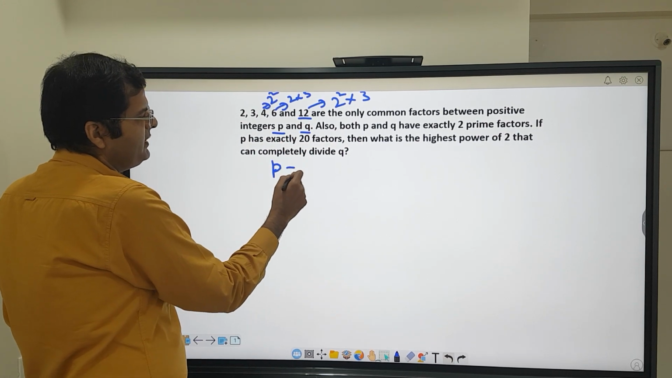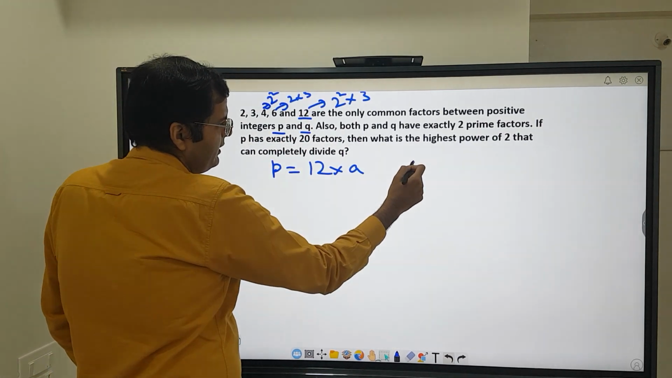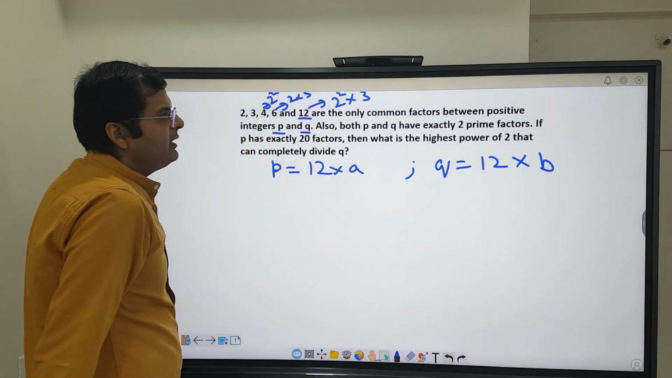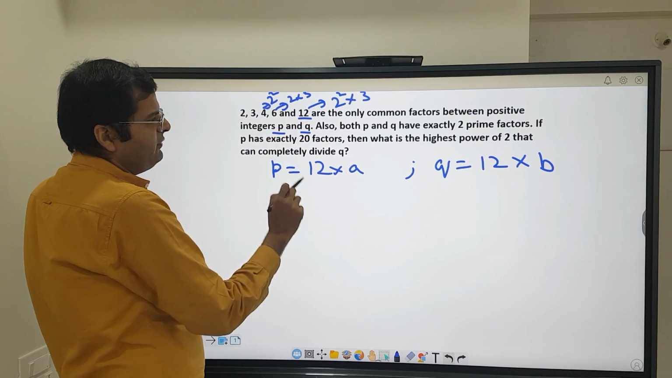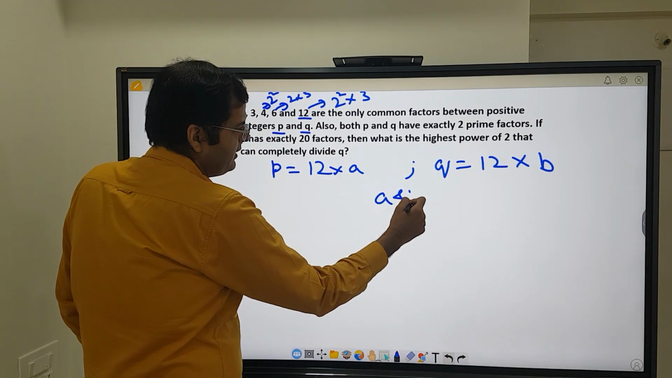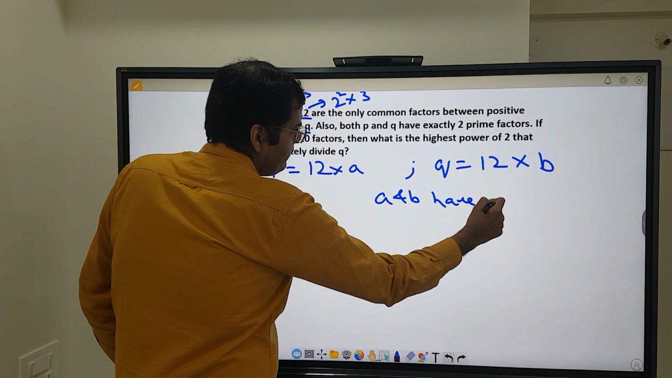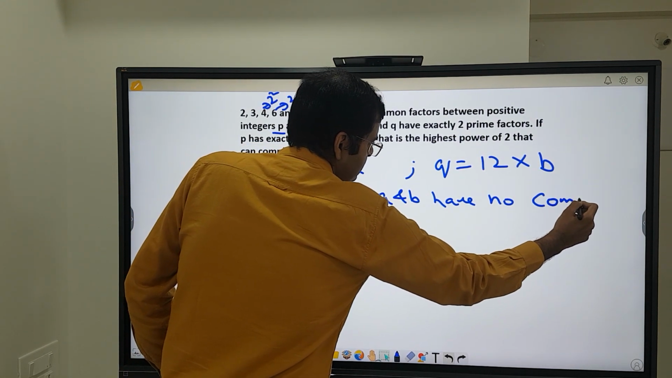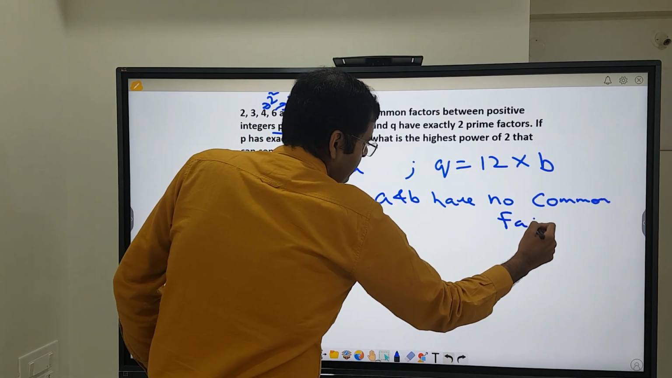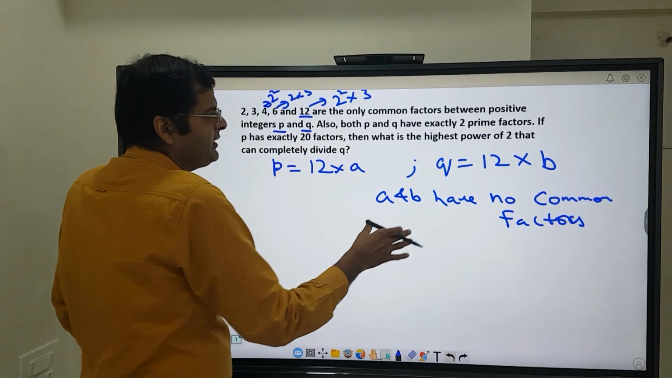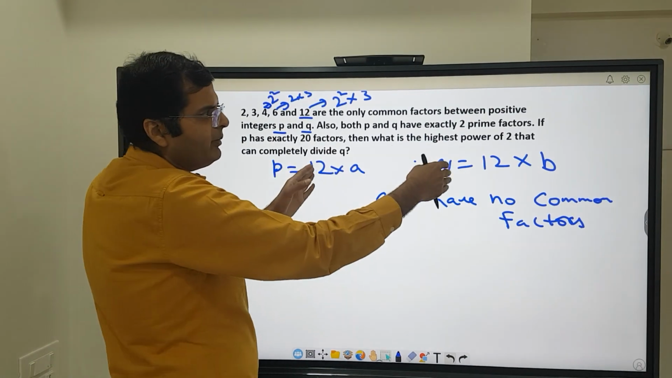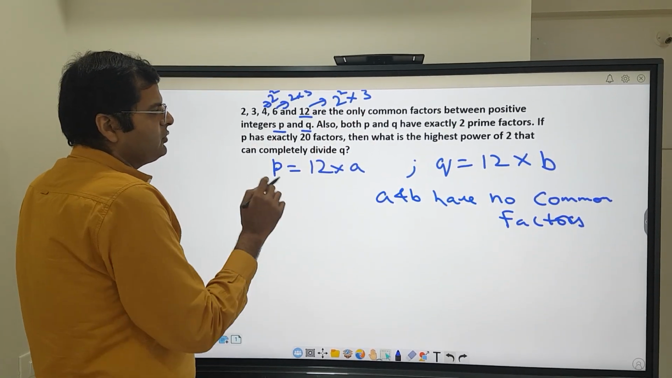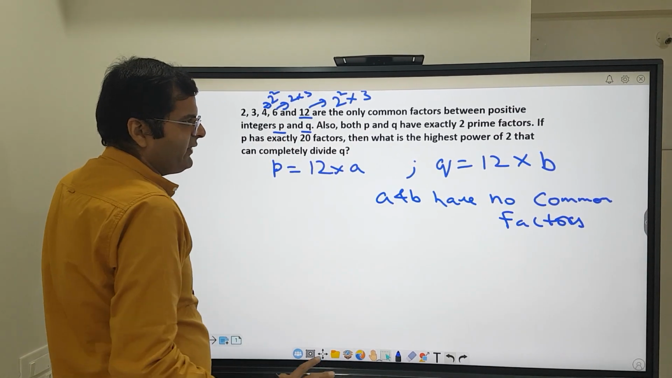So I can write p is equal to 12 into a and q is equal to 12 into b. Also, the highest of them is 12. That means a and b have no common factors. Because had a and b had some common factor, then 12 into that common factor would have become one of the common factors between p and q. So a and b have no common factors.